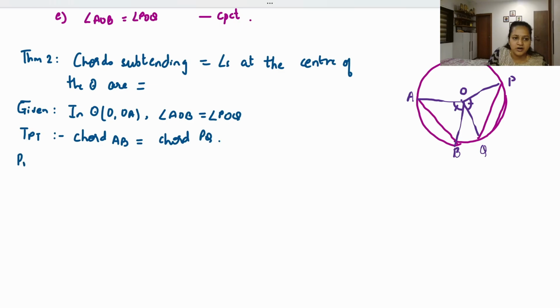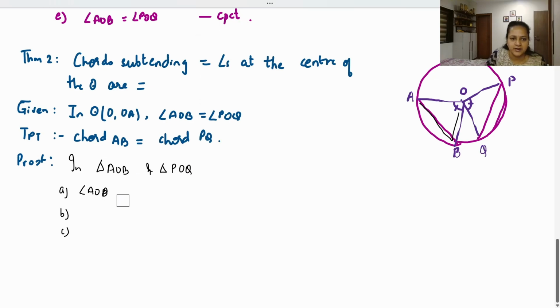Again, chord AB is part of which triangle, children? Chord AB is part of triangle AOB. Correct? And PQ is part of triangle POQ. Right? So let us write equal parts. First of all, the angle. We are already given that angle AOB is equal to angle POQ, right?